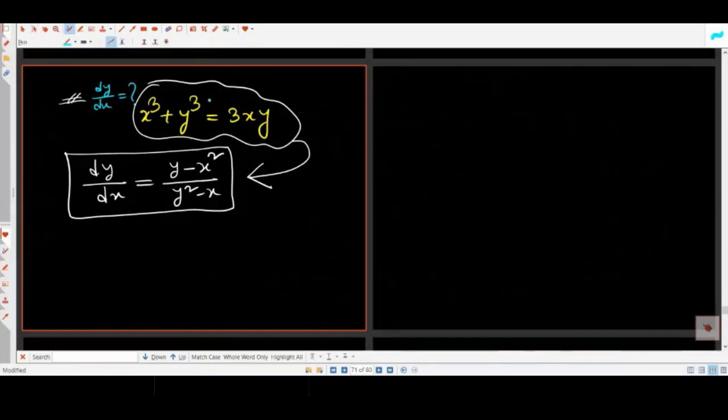So for now, let's say besides finding the derivative, we need to find the tangent line to this function at any point, 1.5, 1.5.